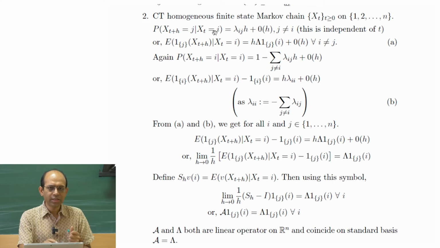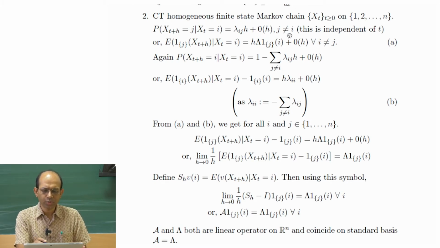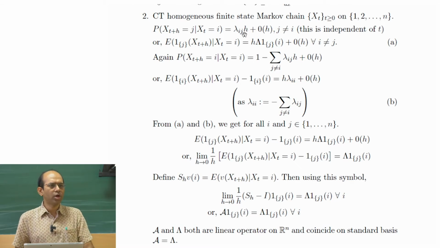At time t, if it is at i, given this information, the probability that X_{t+h} is equal to j, when h is a small positive number, can be written as lambda_ij h plus small o(h), when j is not equal to i. This is the description of a continuous time Markov chain given a rate matrix lambda. Assume that the rate matrix is already given, and that it is the lambda matrix, an n cross n square matrix.